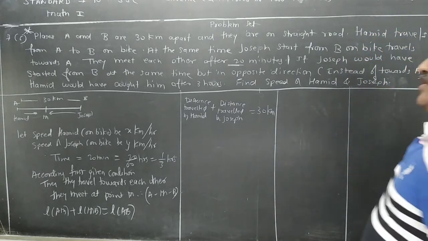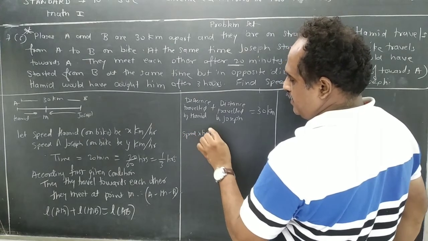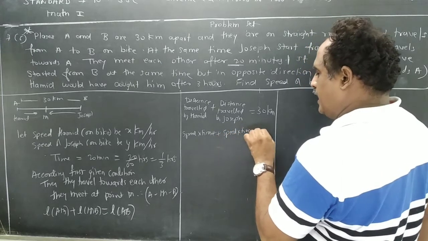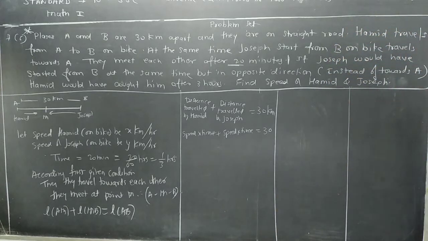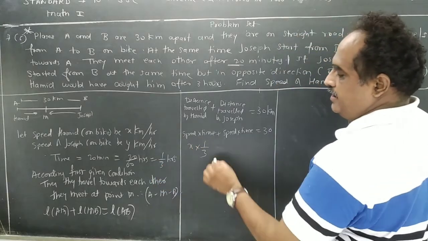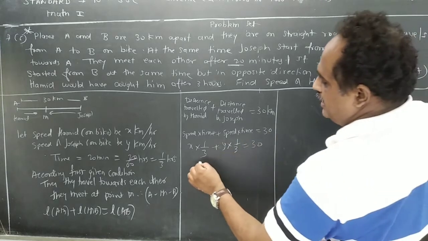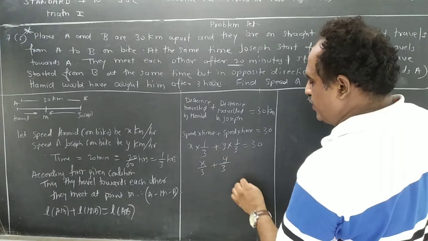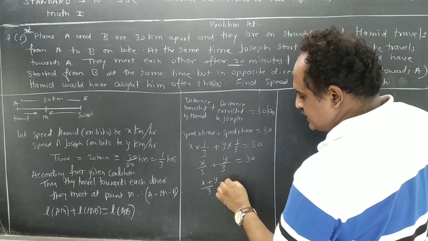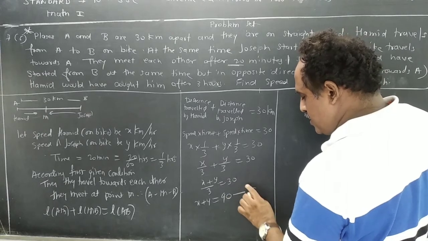Here again, we are going to use the formula speed into time plus speed into time is equal to 30. What is the speed of Hamid? x. Time we have taken 1 upon 3. Plus y into 1 upon 3 is equal to 30. So x upon 3 plus y upon 3 is equal to 30. So x plus y upon 3 is equal to 30. x plus y is equal to 90 is equation number 1.